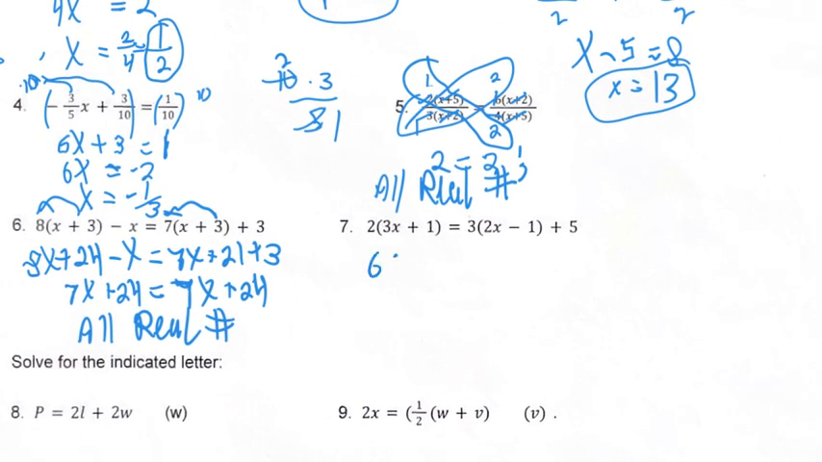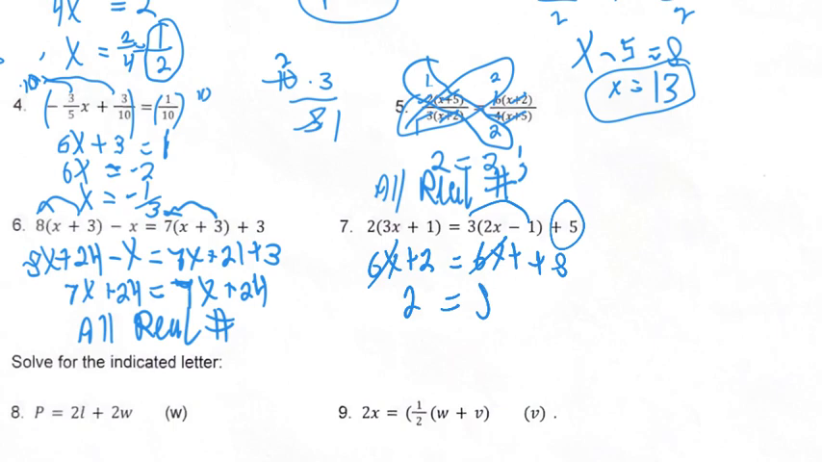6x plus 2 equals 6x plus 3 times 1 is 3, but I'll add that 5 on. 6x plus 2 equals 6x plus 8. I can subtract 6x from both sides, and I have 2 equals 8, which has no solution.